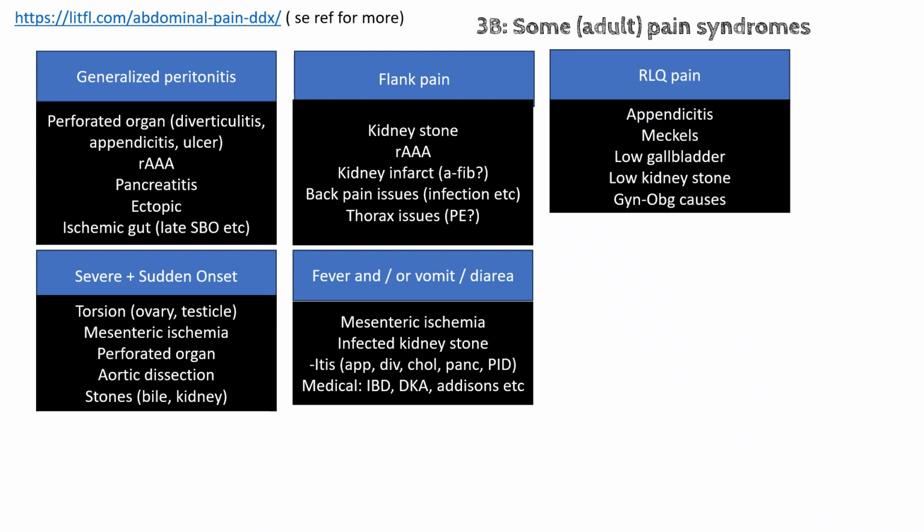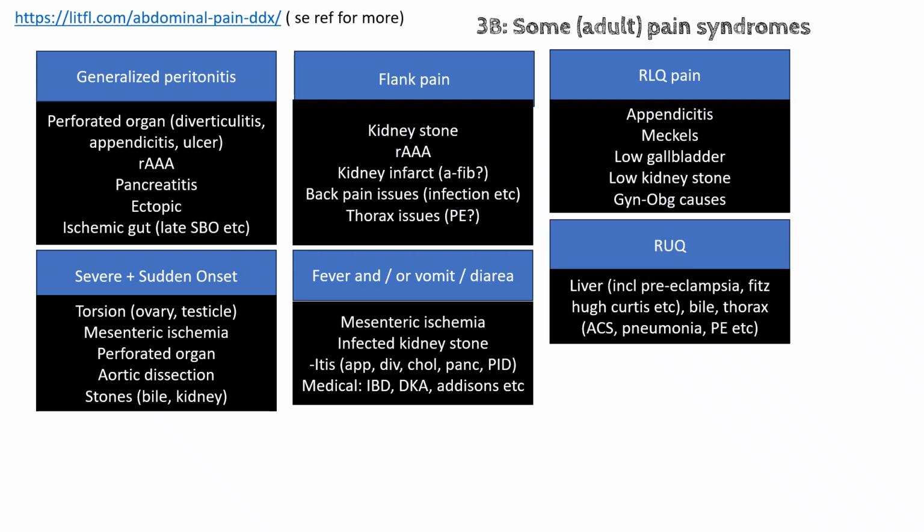The right lower quadrant pain, like appendicitis, you may have Meckel's. That doesn't really matter that much. You may have a low gallbladder, you might have low kidney stones, right? Kidney stones can hurt in different ways all the way down, and not uncommonly the lower ones radiate to the scrotum, right? And the GYN and OB causes, such as ovarian torsion. We'll come to them in part 2 of this lecture.